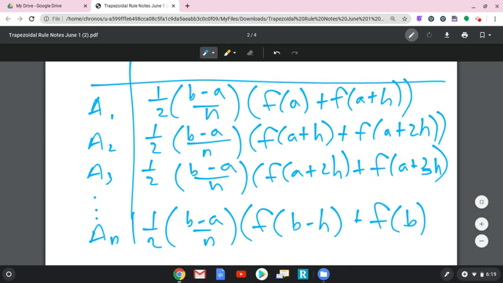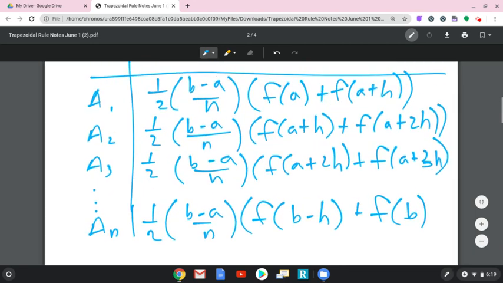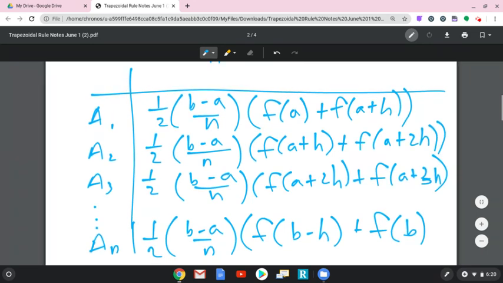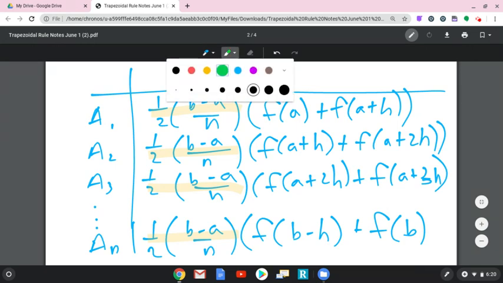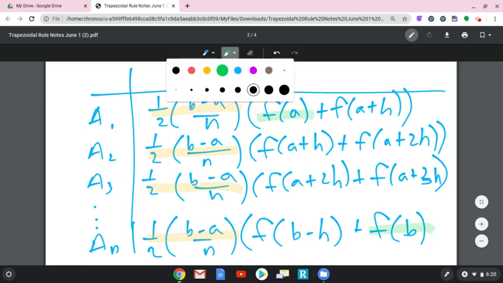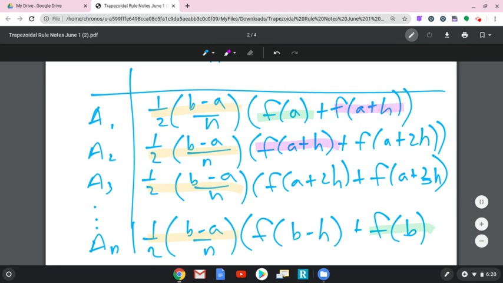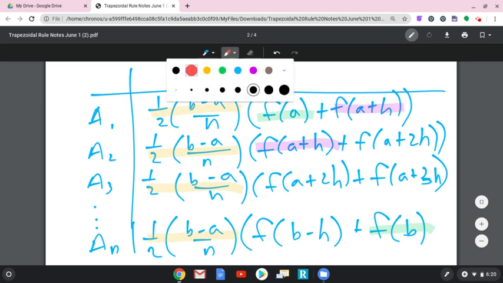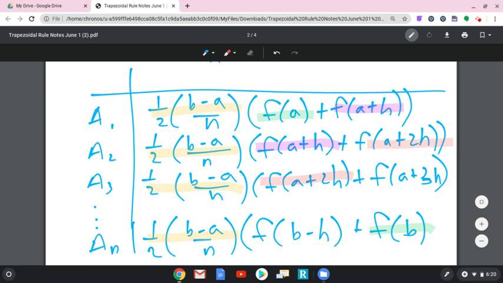Now, I can write this out in one long formula if I wanted to. What you're going to notice here is that we have a common thing. The 1/2 and the height is common in every single one of my functions, so I can just stick that out in front and add everything. The other thing I want you to notice is that f of a appears once and f of b appears once. But the f of a plus h will be twice, and the a plus 2h is going to be twice. That pattern is going to continue.